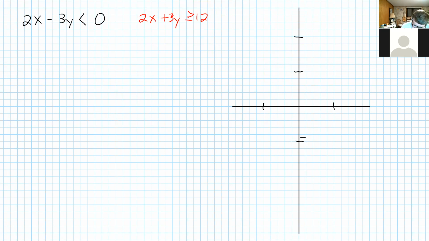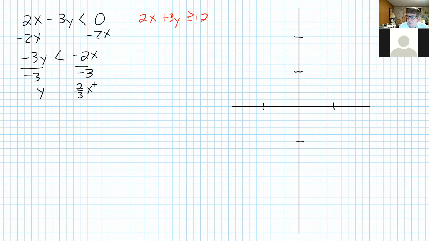So I'm going to take this first inequality and put it in slope-intercept form. I'll subtract 2x from both sides of the inequality, giving me negative 3y less than negative 2x. Then I will divide both sides by negative 3. So I get y on the left and positive 2/3 x on the right. Because I divided both sides by a negative number, I changed the direction of the inequality symbol. This is now in slope-intercept form. The slope is 2/3 and the y-intercept is 0.